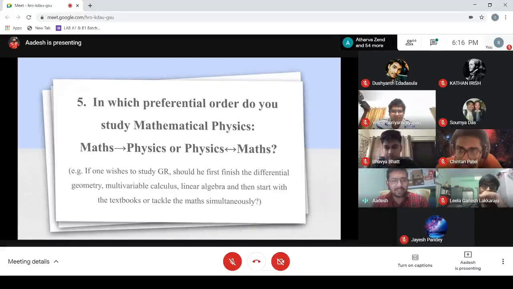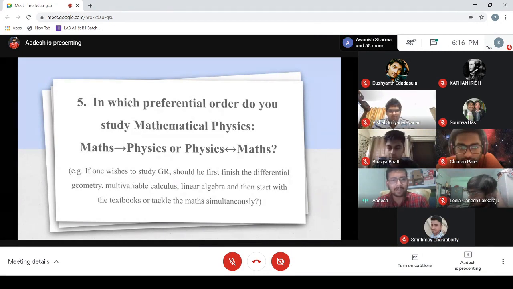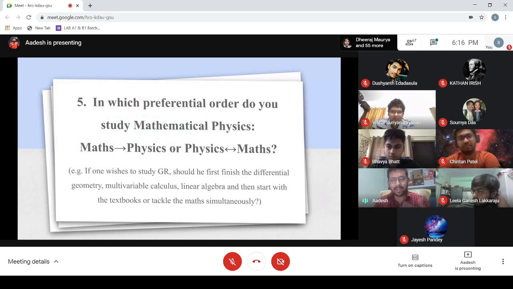A very common question, which most physics students must be aware of: in which preferential order do you study mathematical physics? Do you cover all the maths topics you are going to encounter first, then move on to the physics of it? Or do you start the textbook, and whatever mathematical concept the author throws at you, you just cover it simultaneously with the mathematical physics book?